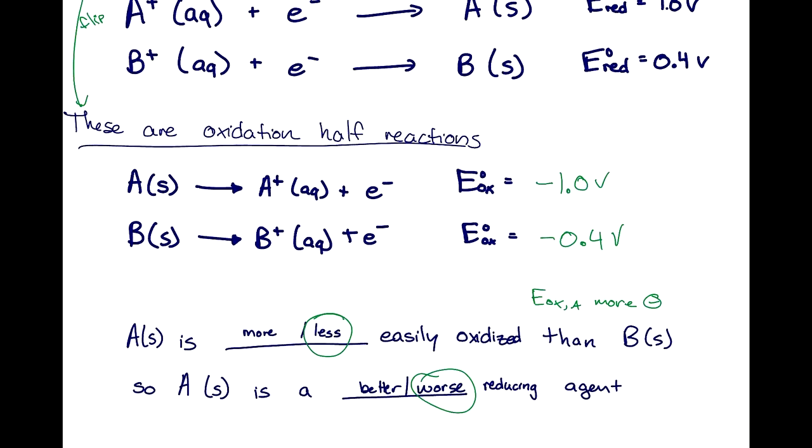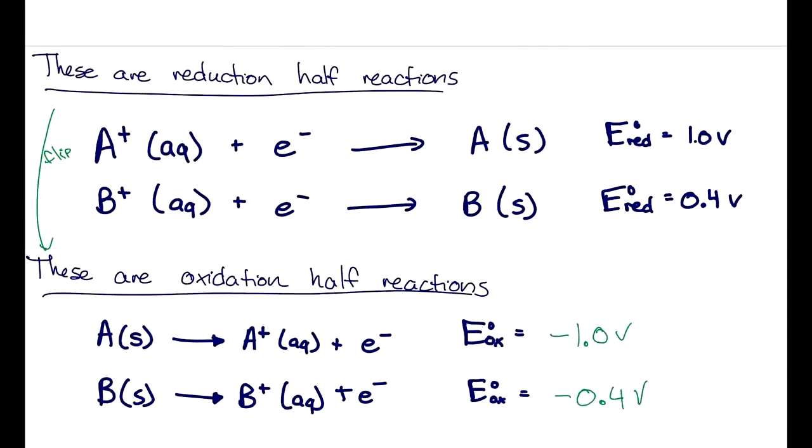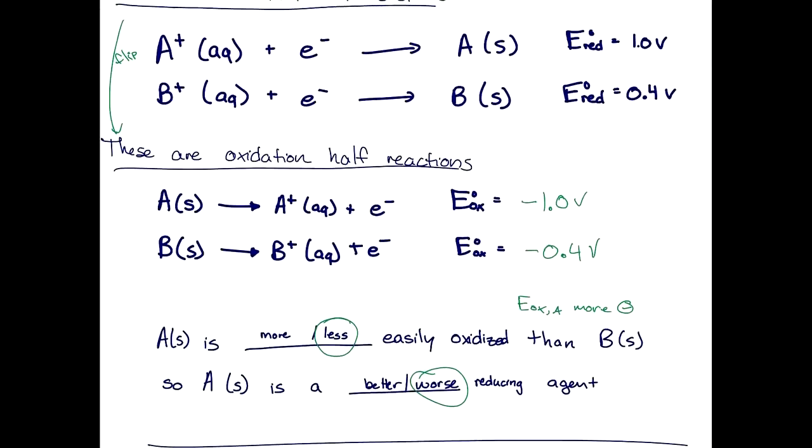If I go back to these reduction half reactions, remember when we talked about acids and bases, if you have a strong acid, its conjugate base is a weak base. Kind of the same thing here. For a reaction that is very easily reduced, like A plus, that means A solid is not very easily oxidized. But B is less easily reduced, so therefore B is more easily oxidized. That backwards thinking shows up here as well. Is that good review?